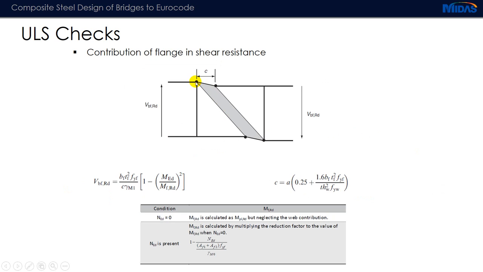Also, for cases where the transverse stiffeners are very closely spaced, the flange starts spanning between the transverse stiffeners, so any vertical resistance can potentially be borne by the flanges through their stiffness. The part of the flange that resists such shear forces is shown here as a distance c. This distance c is calculated as per this formula, and thus the flange shear resistance is calculated. If we have a coexisting axial force, we can include the effect of that axial force, as it will lead to a decrease in the flange moment of resistance, MFRD. MFRD is basically calculated using the plastic capacity of the flange.